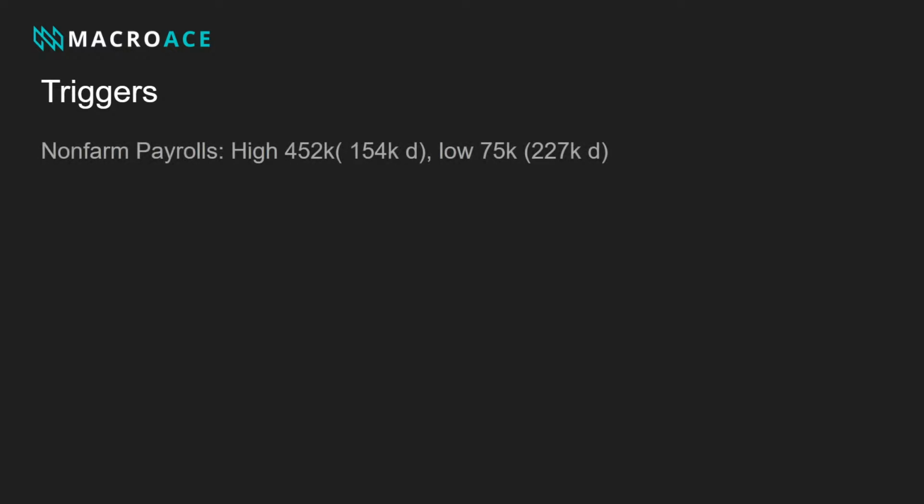Then triggers for the economic release. So this is quite key. This is the honey money. I kid. So the triggers, according to economists, then.